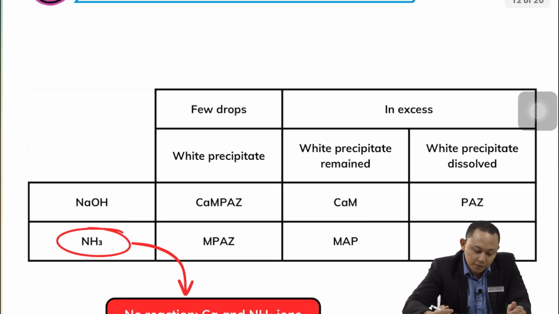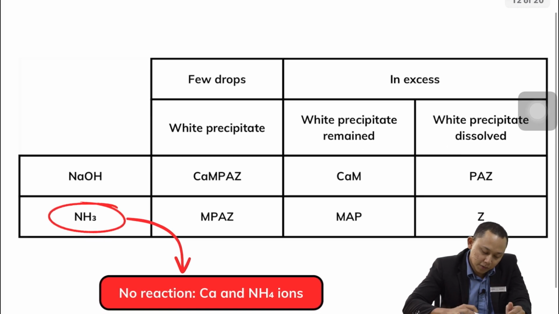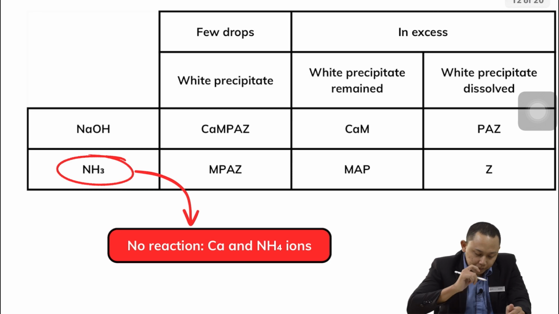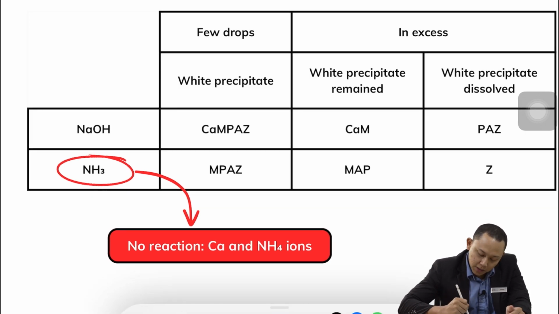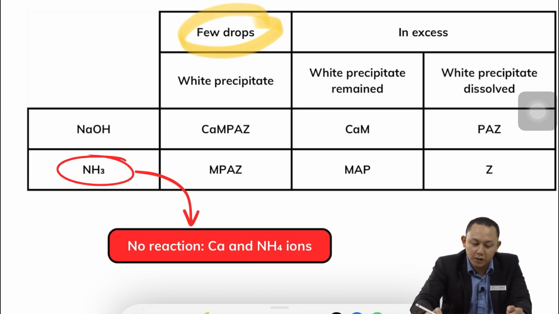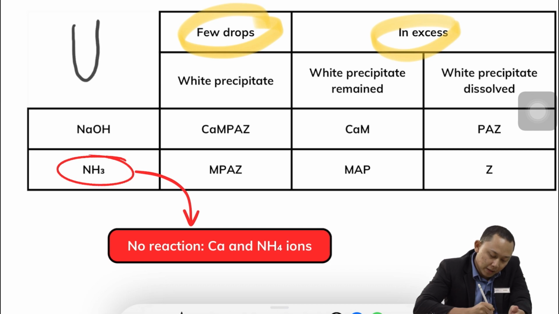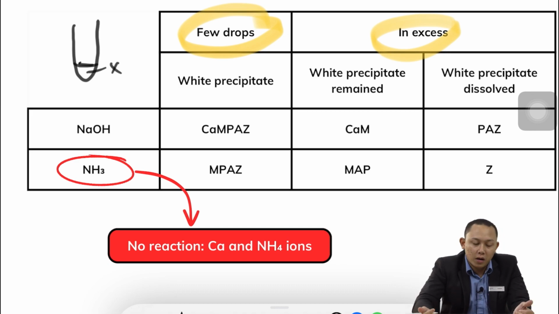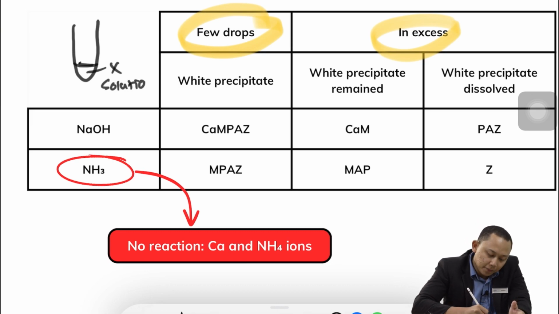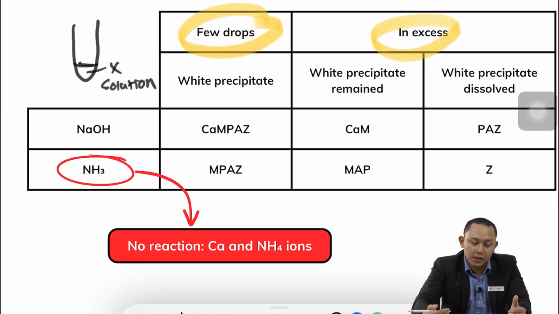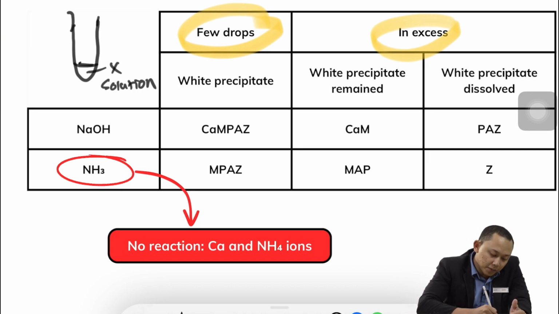Now look at the first solution, which is sodium hydroxide. If you see here, I did mention a few drops and also in excess. So what does it mean by a few drops and what does it mean by in excess? Let's say you are given a sample. Inside here you have your sample, which I call X. You don't know what salt it is, but this one must be a solution. This is the one that you want to test. This is your test tube.